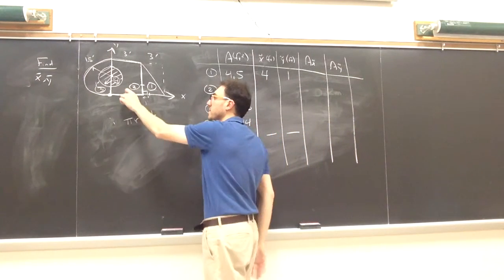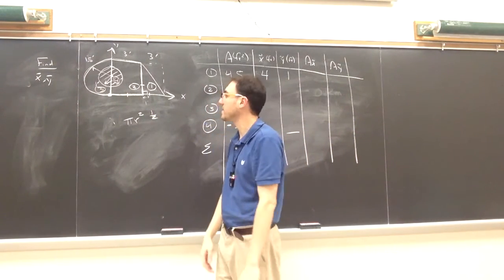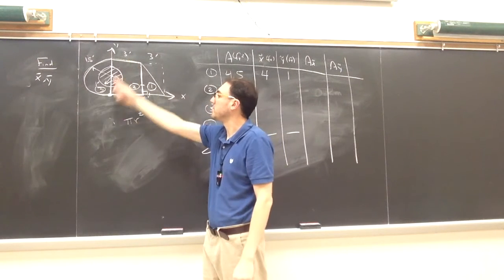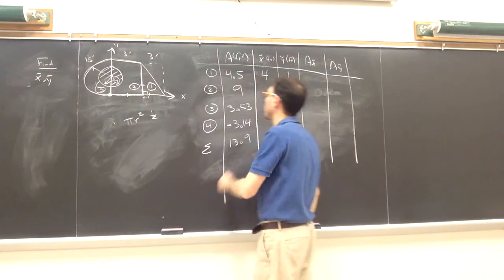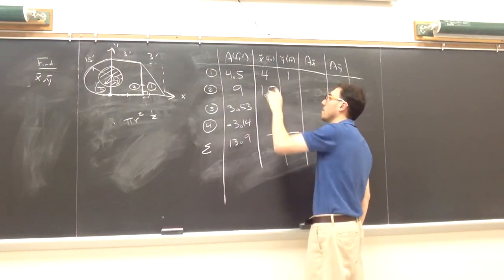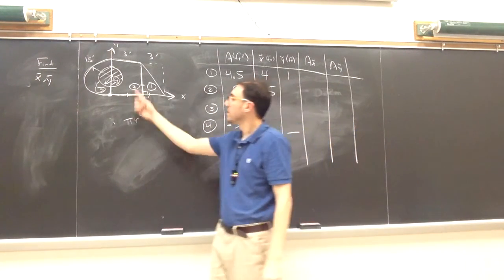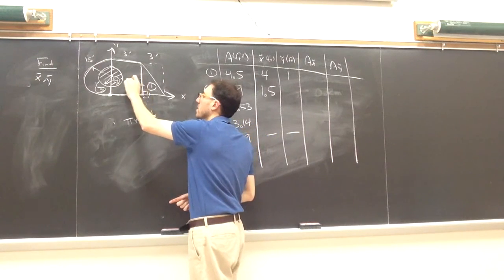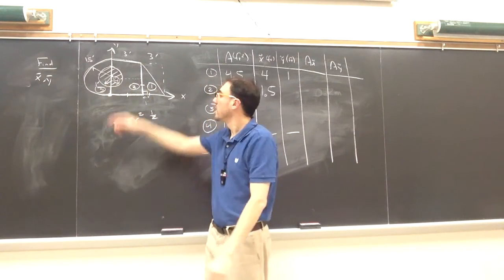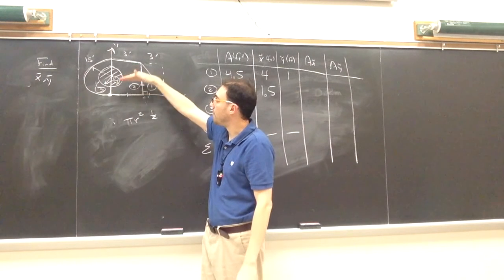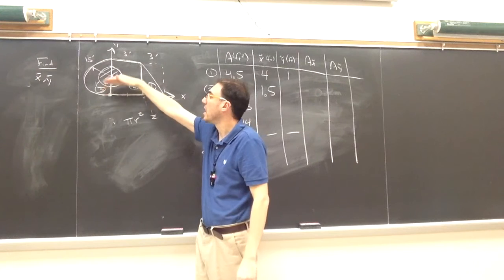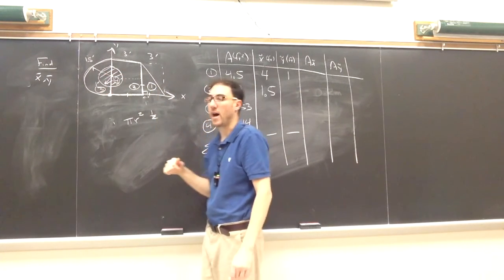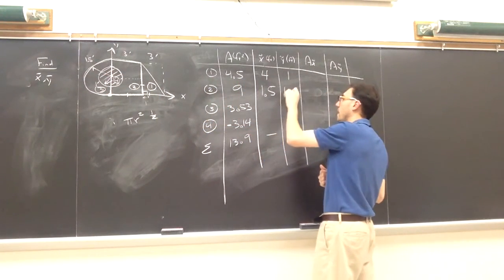For shape 2, its centroid is at half of its base and half of its height. Its base is 3. From the origin, I have to go over 1.5 feet to the right. For its y centroid, it's 1.5 feet above its base, but again, its base is on the x-axis. So from the origin, I just have to go up 1.5 feet. So positive 1.5.